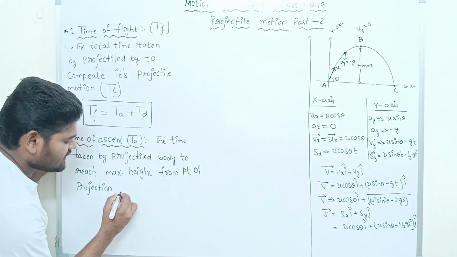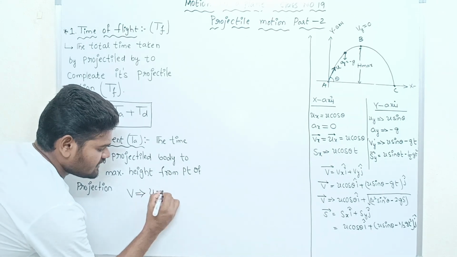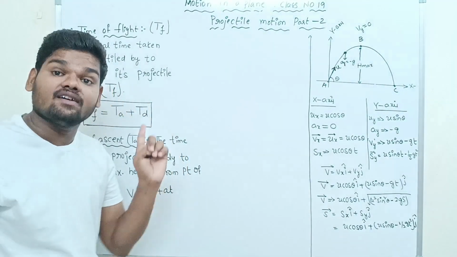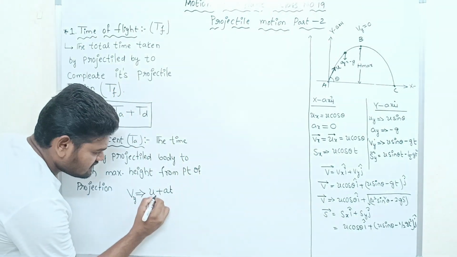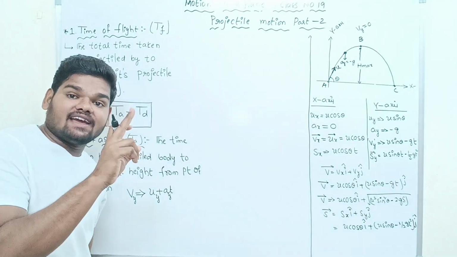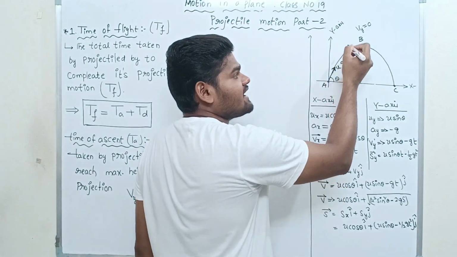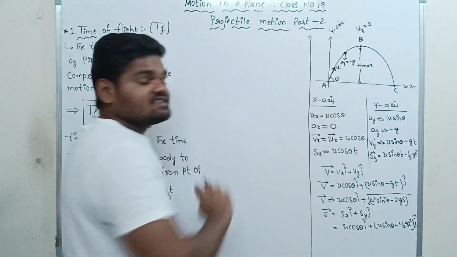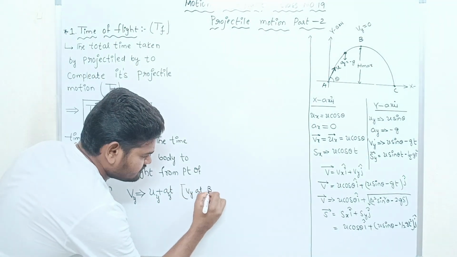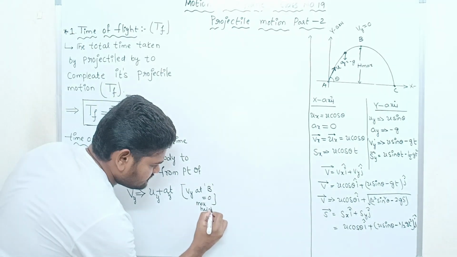Right. So I want to find the time of ascent. I'm taking the equation of motion, v equals u plus at, along the vertical direction. So Vy equals Uy plus ay t. The final velocity of the object along the y direction at the maximum point is how much? 0. Vy at B is equal to 0 because it is the maximum height.